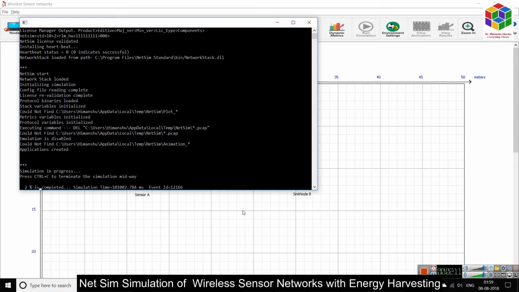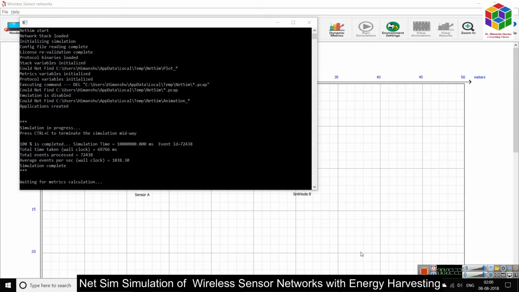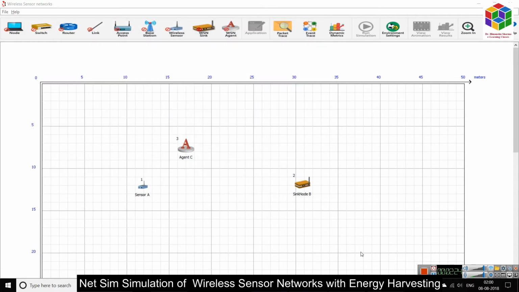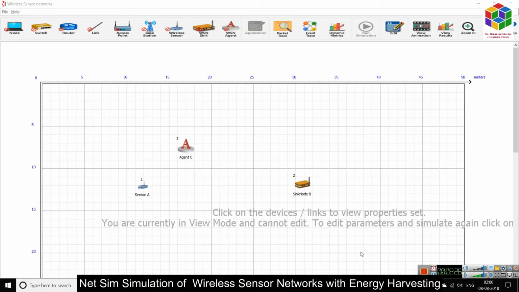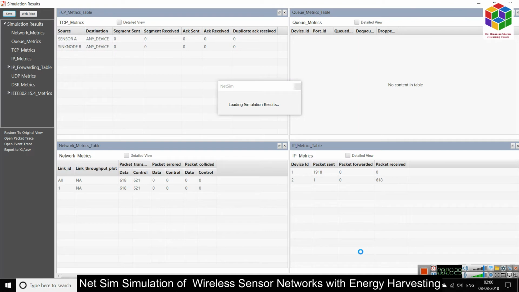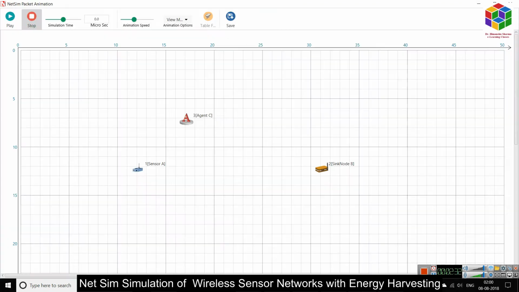So now the scenario is running. It is 1% completed, 2% completed. It takes some time for simulation. Now the simulation is completed and results are being displayed, and one NetSim packet animation window is also appearing. Let us see that. This is NetSim packet animation window.